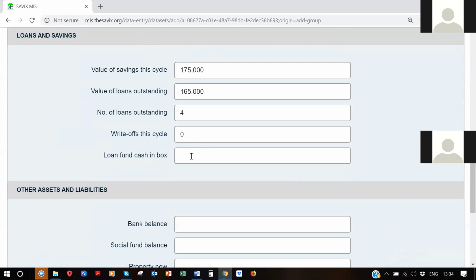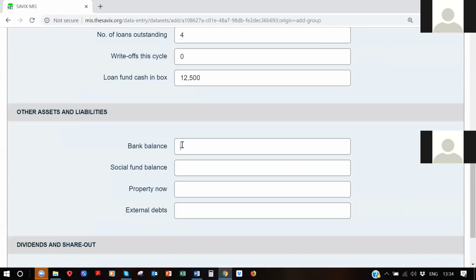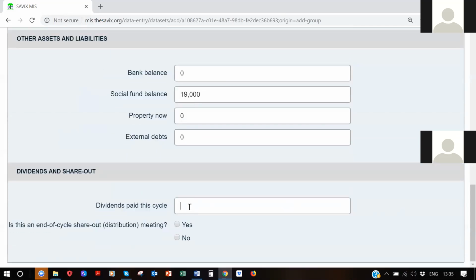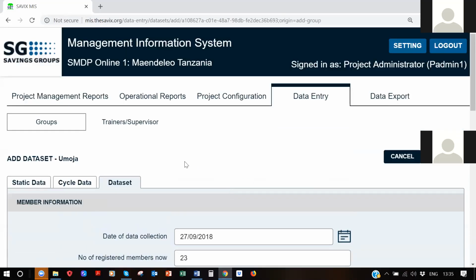Loan fund cash in the box is 12,500. Okay. Bank balance is 0. Social fund balance is 19,000. Property now is 0. External debts is 0. Dividends paid this cycle is 0. And is this an end of cycle share out meeting? No. Okay, so I click on the radio button. Okay. All right, so now I've finished entering the data. I'm going to save it.